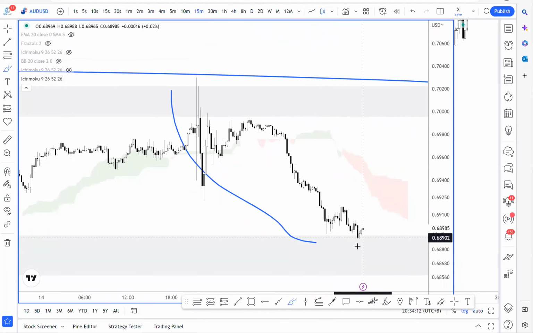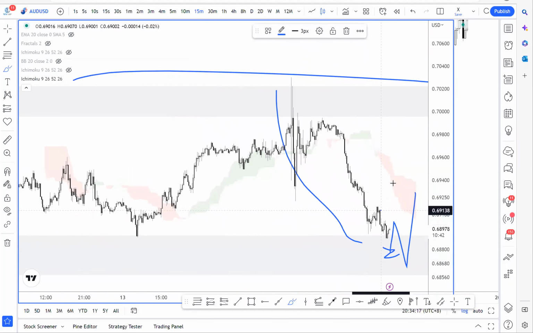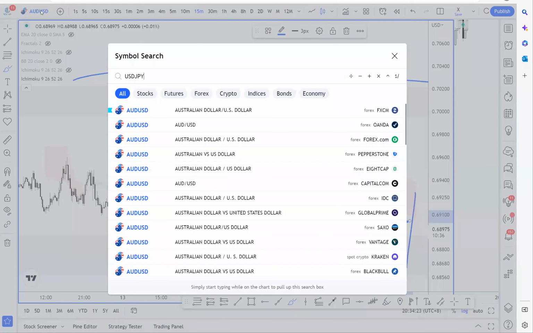So if there is a change in structure, you need first a clear high to be formed and price to break above this high before that suggests more upside. Okay, so this is the picture on Aussie dollar, and then the last request we have is dollar yen.